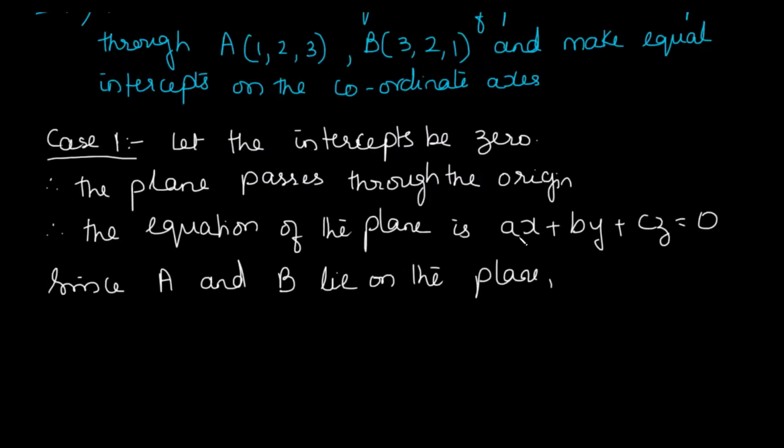So we have, instead of ax plus by plus cz, we can substitute. If A is (1, 2, 3), we can substitute x as 1, y as 2 and z as 3. So we have a plus 2b plus 3c is equal to 0. And also, if B is given by (3, 2, 1) as is given in the question, we can put x as 3. So we have 3a plus 2b plus c is equal to 0.